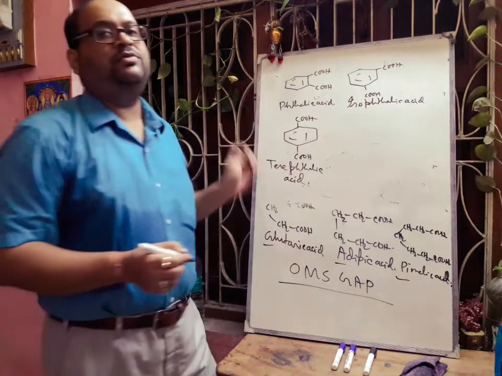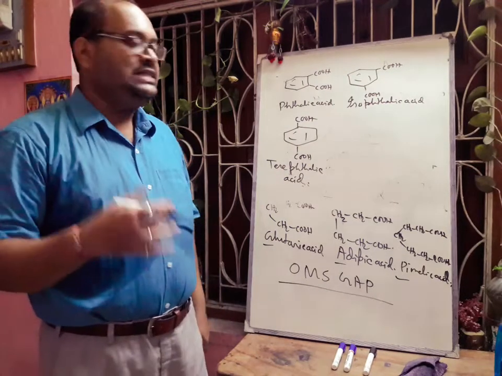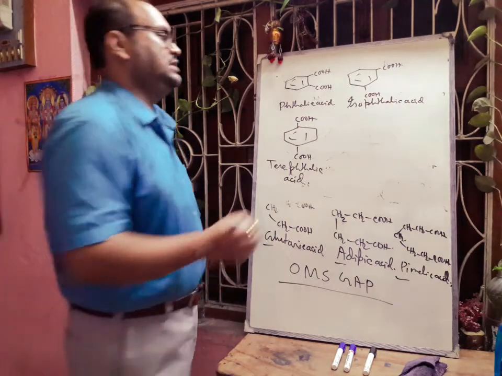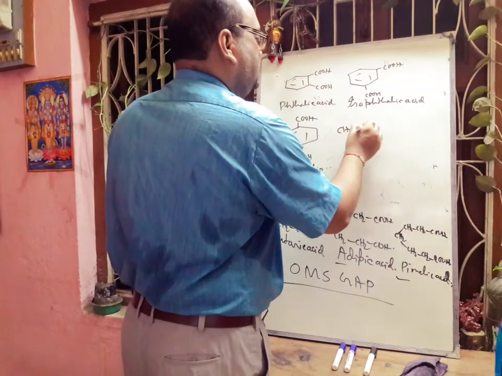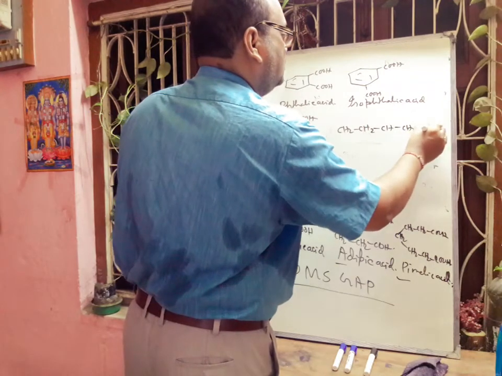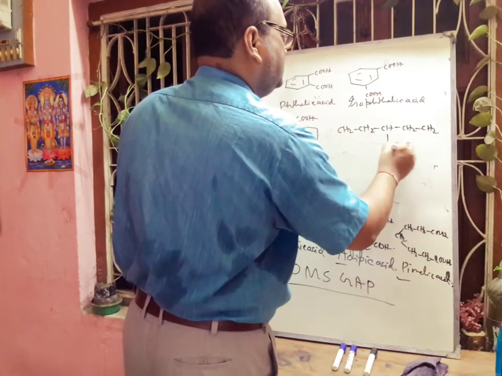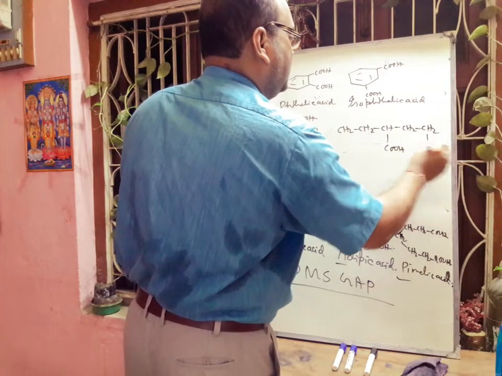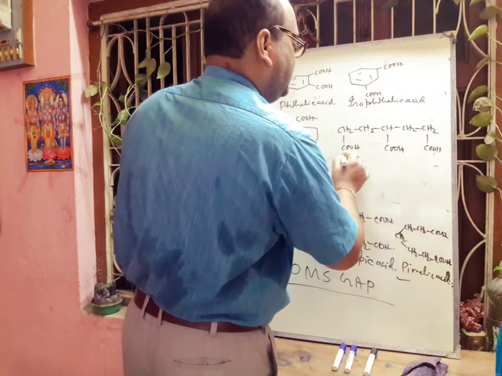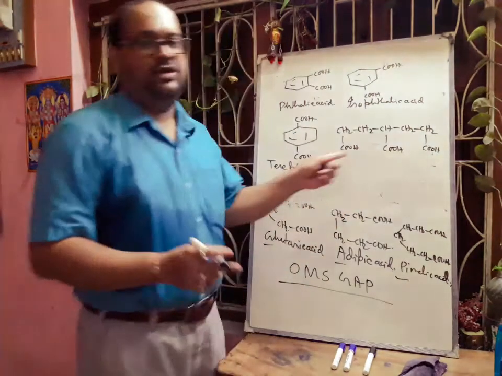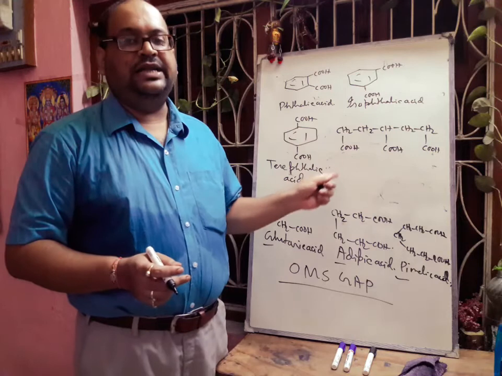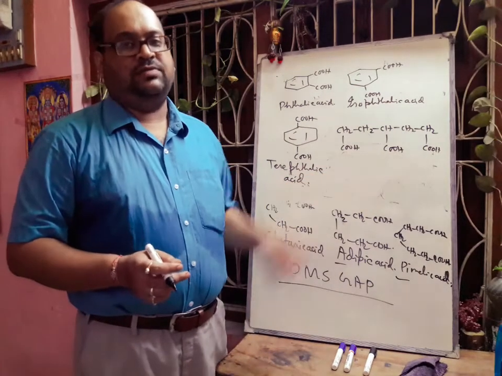So in this way we have to remember, if there are 3 carboxylic acid groups in a molecule, then it is called tricarboxylic acid. You can take one example, CH2, CH2, CH, CH2, CH2. So here one COOH, here one COOH, and here one COOH. So this molecule contains 3 COOH groups. That is why this is called tricarboxylic acid. Okay, this one is pentane-1,3,5-tricarboxylic acid.